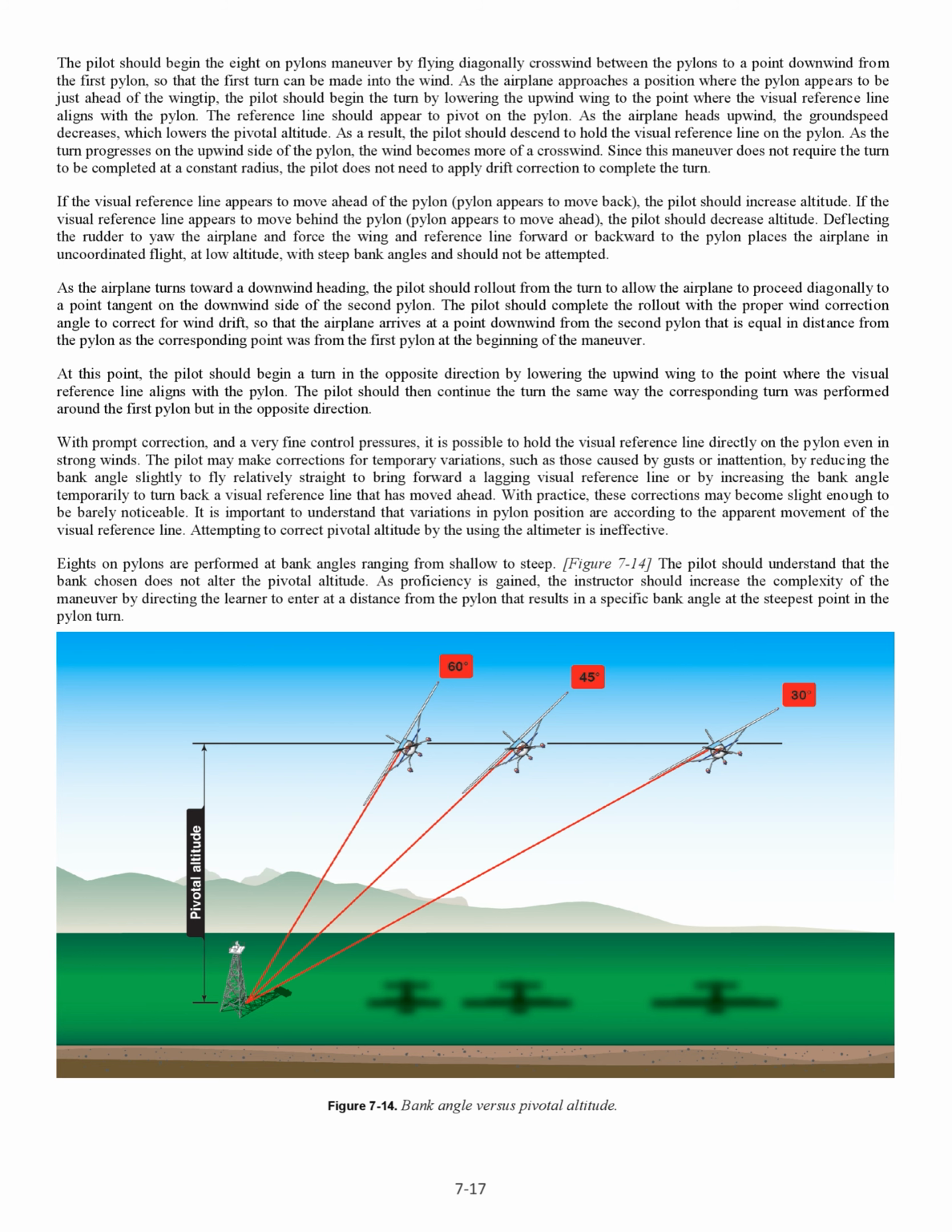It is important to understand that variations in pylon position are judged according to the apparent movement of the visual reference line. Attempting to correct pivotal altitude by using the altimeter is ineffective. 8s on pylons are performed at bank angles ranging from shallow to steep. The pilot should understand that the bank chosen does not alter the pivotal altitude. As proficiency is gained, the instructor should increase the complexity of the maneuver by directing the learner to enter at a distance from the pylon that results in a specific bank angle at the steepest point in the pylon turn.